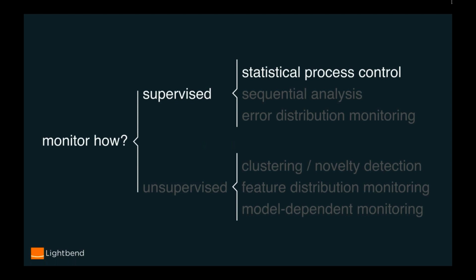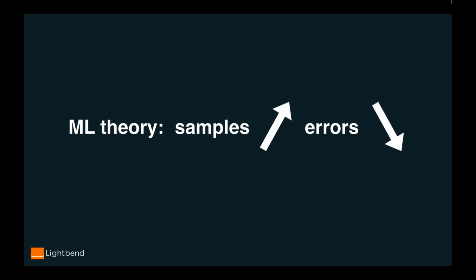So let's start with the supervised group. And we will start with the statistical process control based methods. The machine learning theory says errors should diminish as the number of samples increase. This is if we're continuously training the model. If we stop training the model, the errors should at least stay constant, assuming a stationary environment. This forms the basis for a number of monitoring methods.